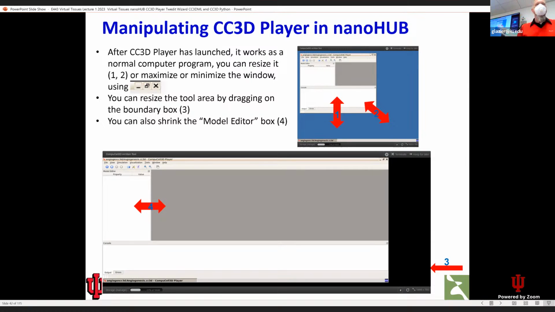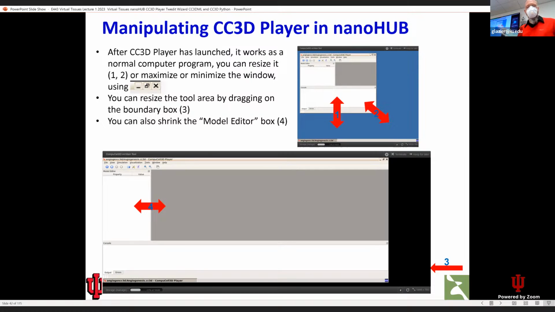Depending on how nanoHUB is feeling, it may take a little bit of effort to get that corner and pull it. Sometimes nanoHUB is a little recalcitrant about allowing you to adjust the screen size. Otherwise, you can use the bounding boxes in a normal way. It should be pretty straightforward.